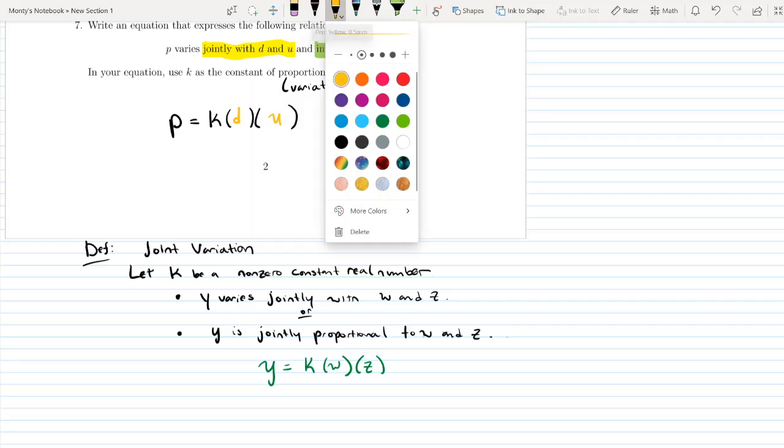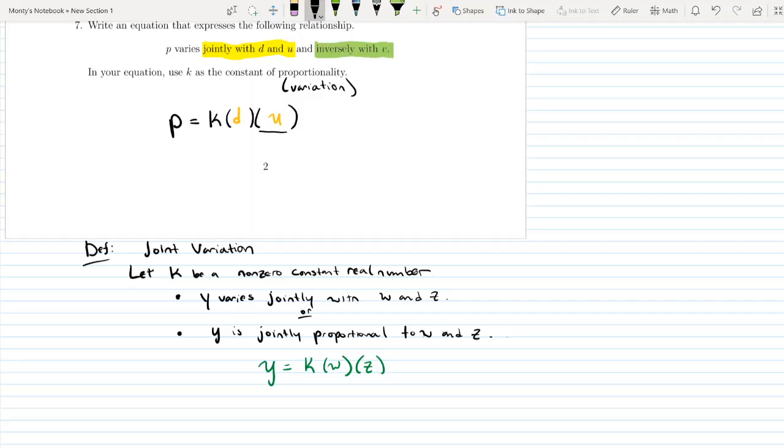So going back up above, that defined what inversely meant, we end up with this right here. We have that p varies jointly with d and u and inversely with v gives us this expression, just using our definitions of variations. So that is another type of problem that you could see.